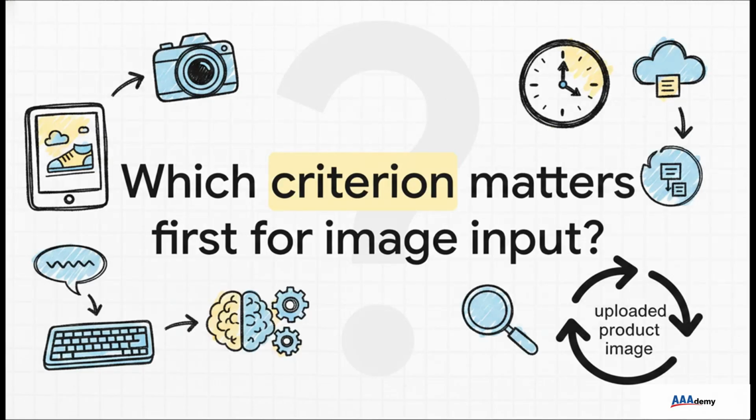Let's test that logic out. Imagine a developer needs an app to answer questions about an uploaded product image and a text prompt. Which selection criterion matters first? Think back to that execution path we just laid out. Look really closely at the input modalities mentioned in the prompt.